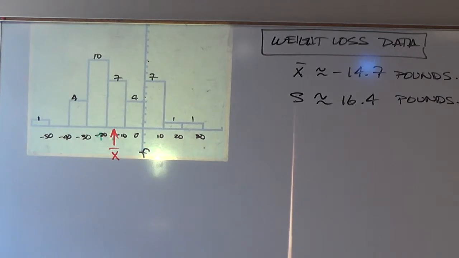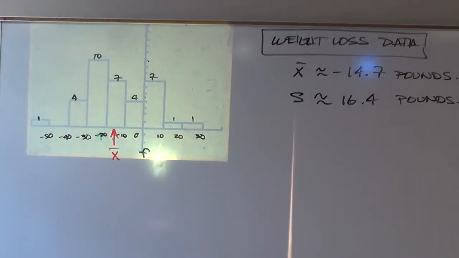Where is the S? Where is the S on that graph? And this is a very difficult question to answer. Where is S? Give me some ideas as to where S is. Between positive 10 and 20. What are you thinking? Well, it's 16.4 from your negative 14.7 either direction.